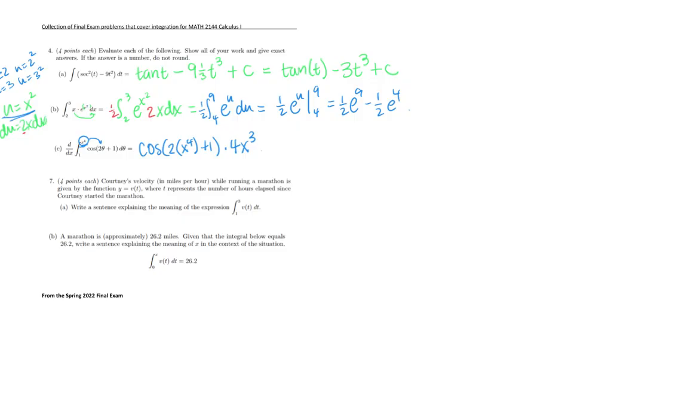For the next one, it says Courtney's velocity while running a marathon is given by this velocity function.